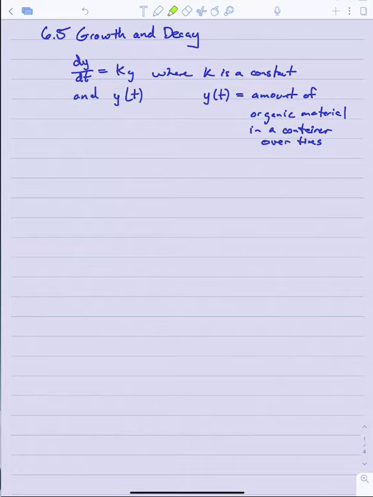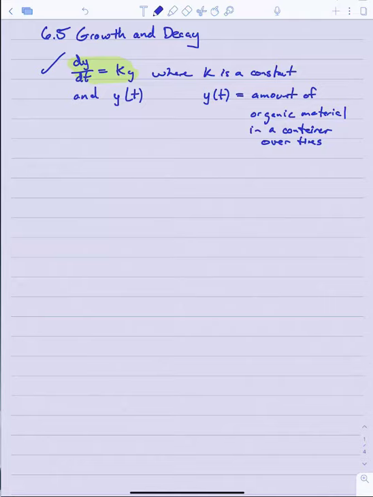So if that's the case, what does this equation say about what's happening to that material in the container? Well, the left side of the equation is the rate of change of the amount of material with respect to time. The right side of the equation is just a constant multiple of y, which is just the amount of material. So what this equation says is that the rate of change of the amount of material with respect to time is proportional to the amount of material.